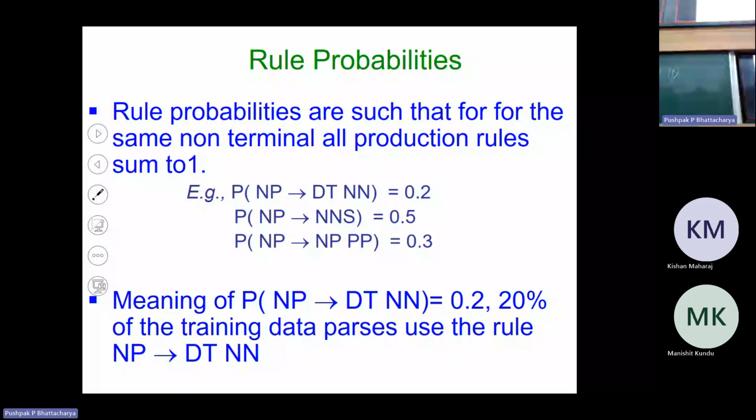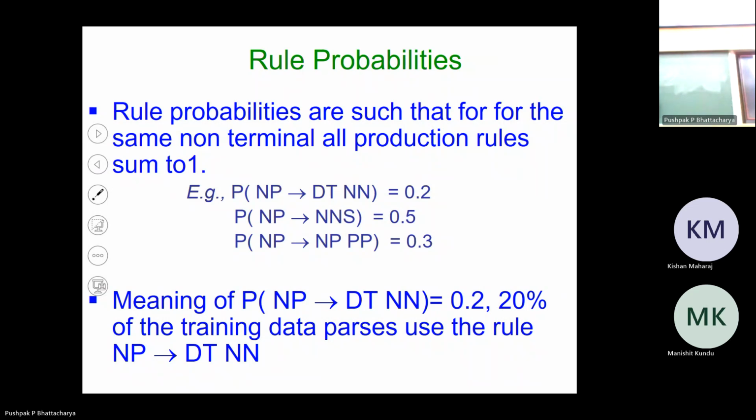Have you seen any probability expression where there is an arrow? No. Probability is always expressed through random variables. This is a conditional probability: probability of the right hand side given the left hand side. The random variables are NP, PP, and NP.